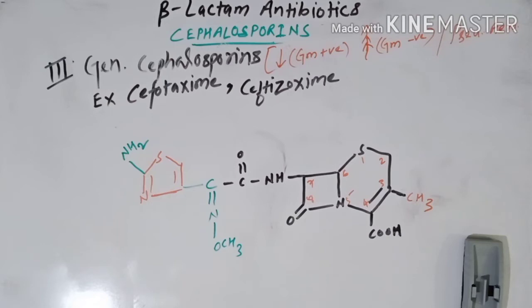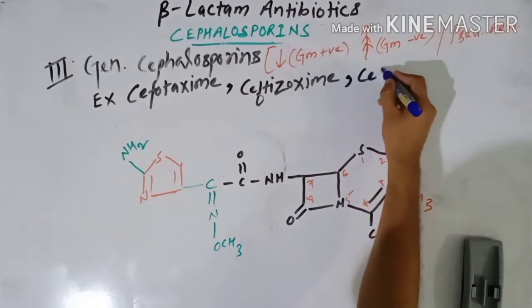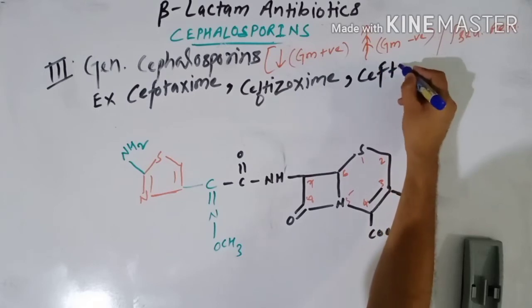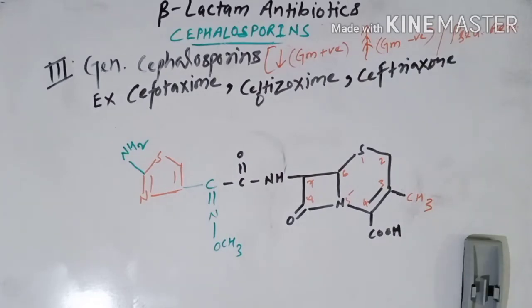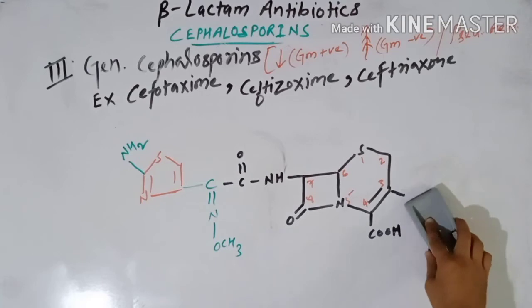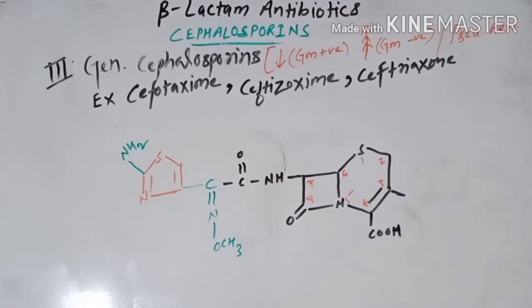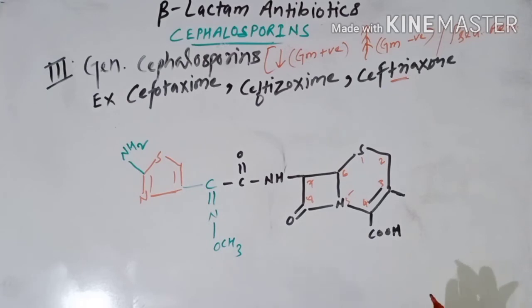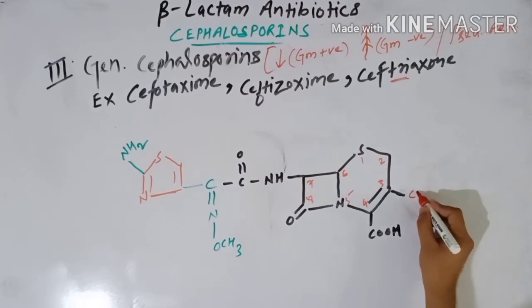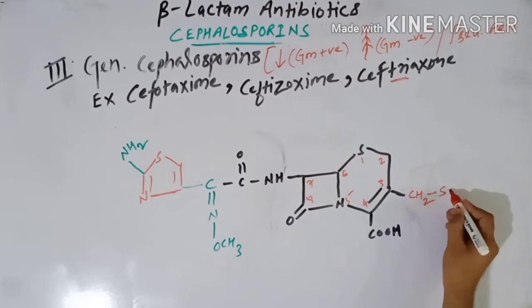Now we have another very important drug, ceftriaxone, the third one. So what are the changes in ceftriaxone? This R1 portion remains as such, the changes take place at this R2 position. So what are the changes? In ceftriaxone, as the name indicates, tri means three peculiar things are there. So what are those three peculiar things? First is your CH2 and S, sulfur is there.